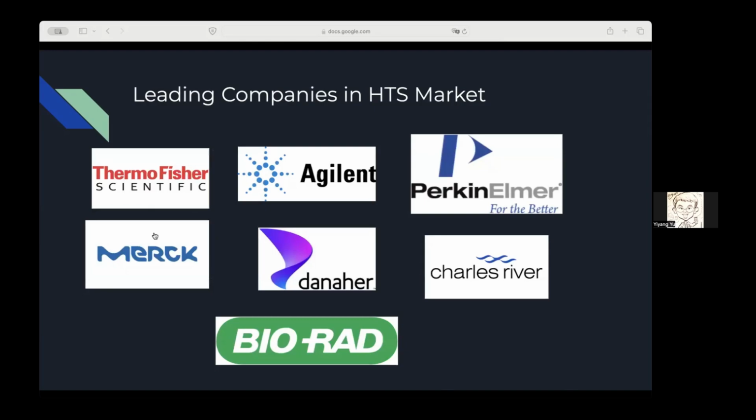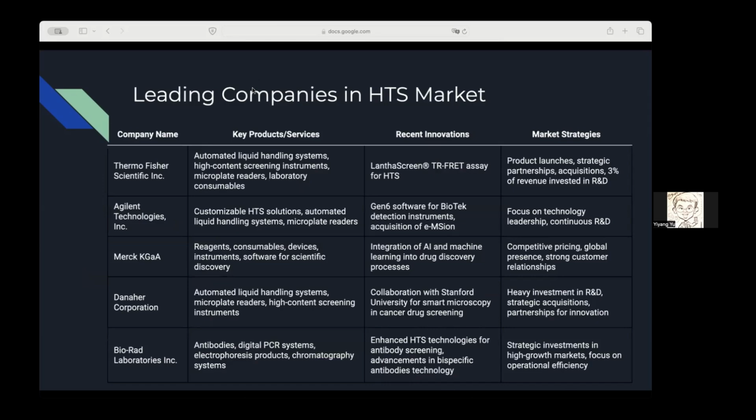And then these are several leading companies in the HTS market that I found. Here is a table showing the top 5 companies with their key products, services, recent innovations, and market strategies. As you can see here, among these 5, 3 of them are actually based in the US. There's one based in Germany, which is Merck KGaA, a global provider of HTS products. We can pause here a little bit just to read through the table.